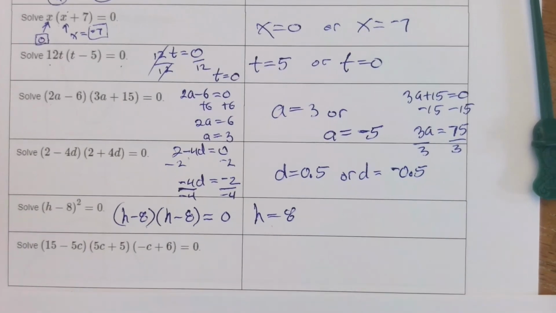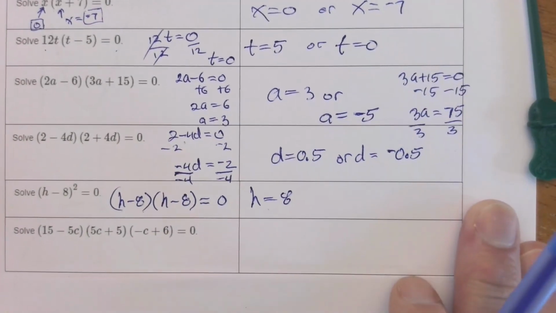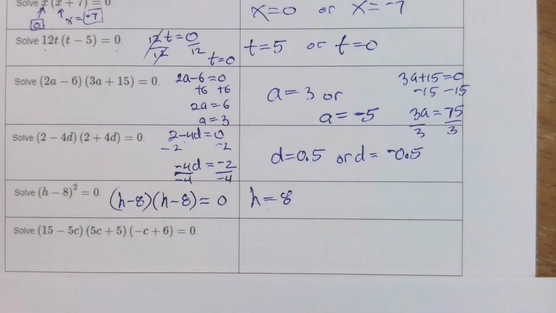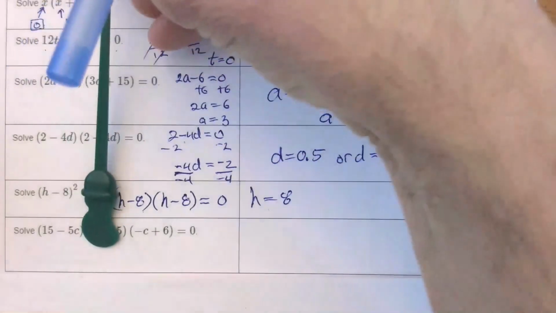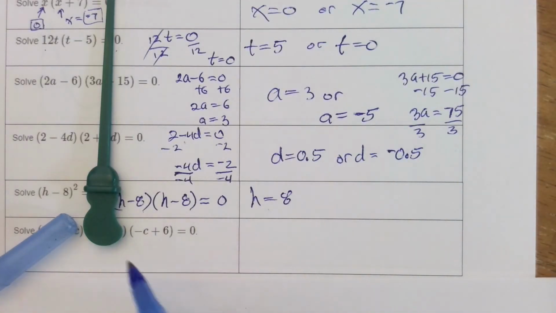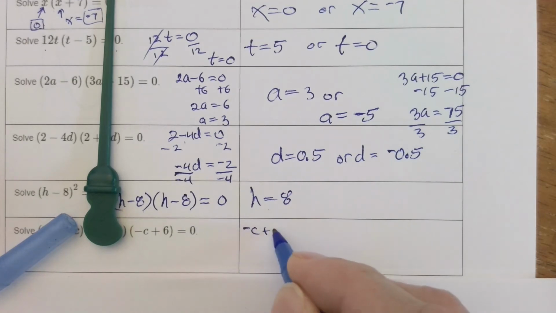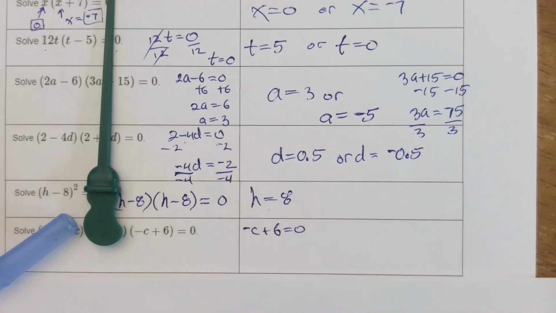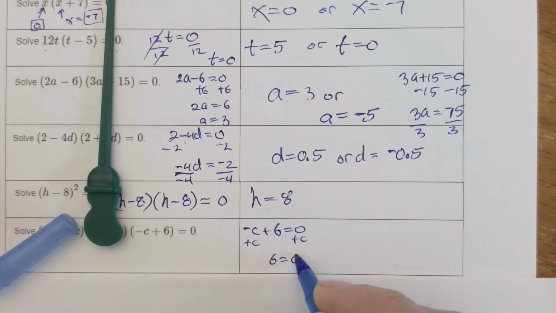Here's a problem that has 3 answers, I think. I haven't solved this one yet, but let's take a look. There are 3 factors, so you have the potential for 3 answers. So let's cover up the first 2 factors and just look down here. How do you solve negative c plus 6 equals 0? I would add c to both sides. That's the way I'd do it. And I'd get 6 equals c. 6 equals c is one of our answers.